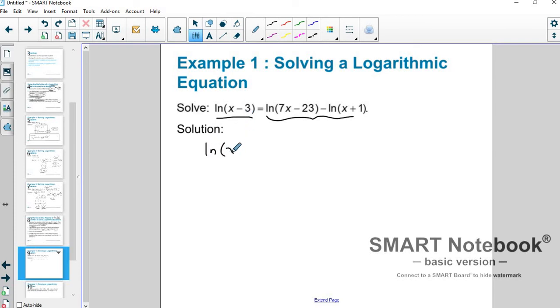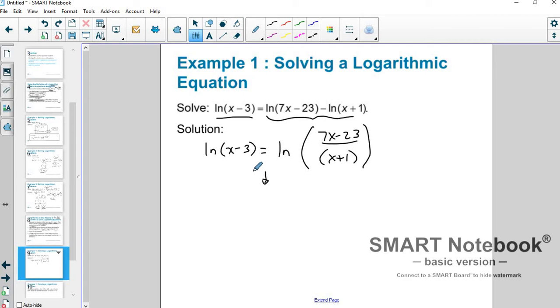So I get log of x minus 3. And then how do I combine these two guys? I combine these with the quotient rule. I get 7x minus 23 on top and x plus 1 on the bottom. And so now I get log of stuff equals log of stuff.